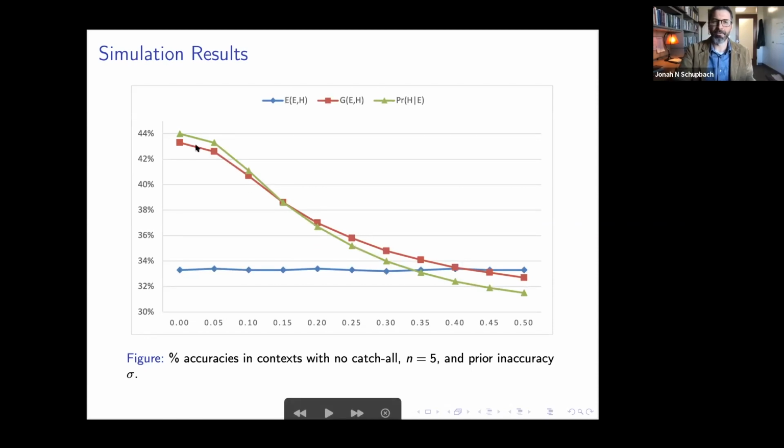So again, we have the G measure, the explicatum, doing slightly worse than the posterior probability, but then you get a quick crisscrossing. And then it ends, in the case of a very substantial amount of inaccuracy in our priors, with likelihoodist reasoning doing slightly better, but only slightly better. So again, this new G explicatum is doing the best or nearly the best in all situations.